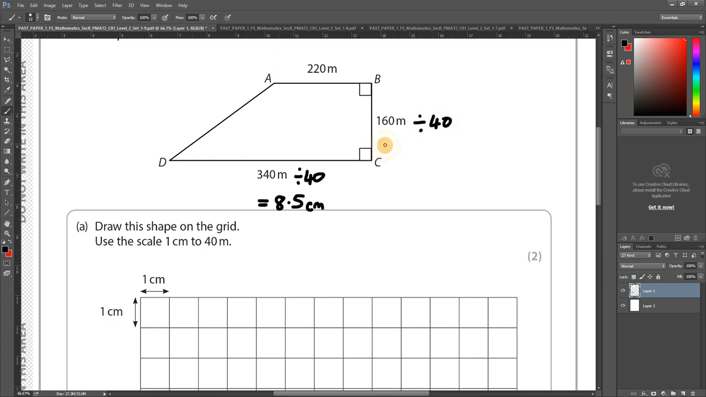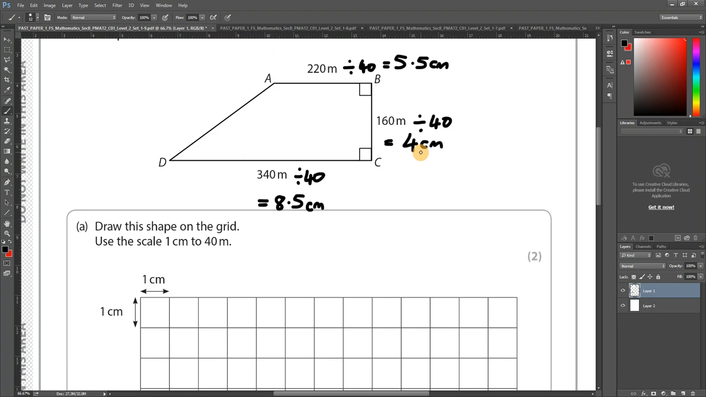Same for this. Let's divide by 40. You should get exactly 4 centimeters. And divide this by 40. Let's do that on the calculator. And you get 5.5. So again, 5.5 centimeters.